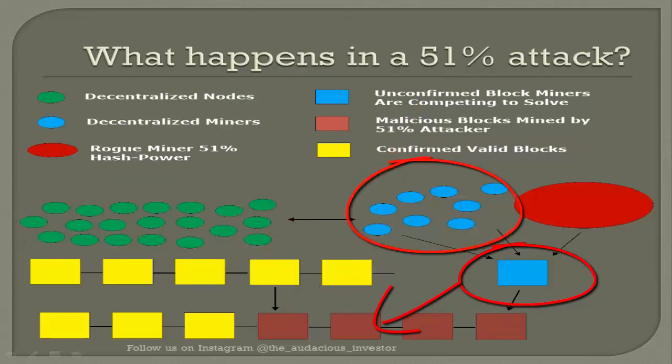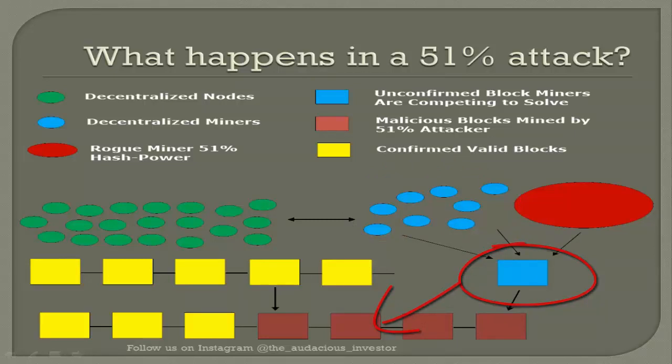So the rest of the miners are working to confirm blocks in order to add them to the main chain. These are the good miners, and they're working according to the protocol, how the network is supposed to work, and they're working in order to add their unconfirmed blocks to the main chain. And as you can see, they're moving at a slower pace compared to the rogue miner, which is moving much faster, and the reason is because they control most of the hash rate power.